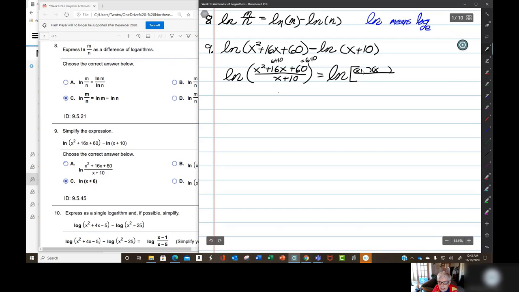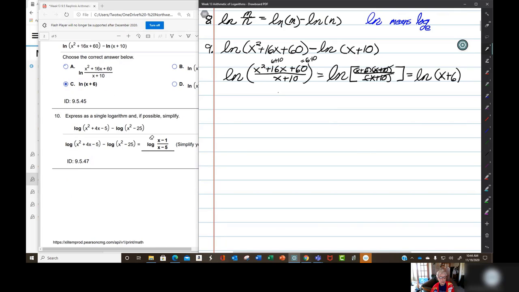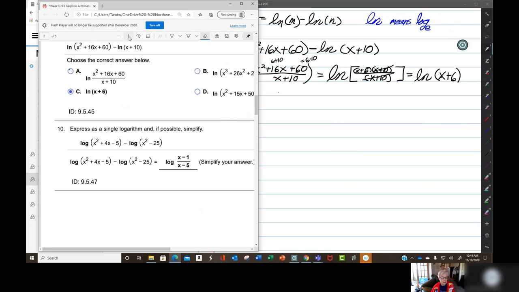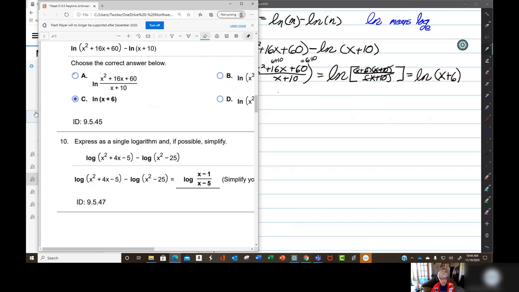So I want to use plus 6 and plus 10. Meanwhile, the bottom is x plus 10. And doggone, x plus 10 and x plus 10 are going to cancel. So the answer is the ln of x plus 6. So this is the answer right there that's marked right here. Let me make it a little bigger. Right there, C.